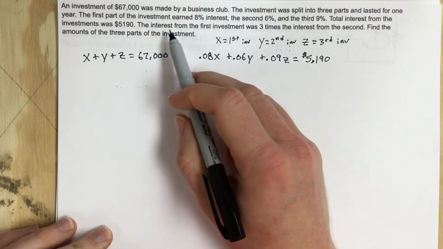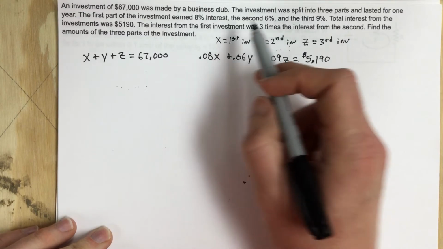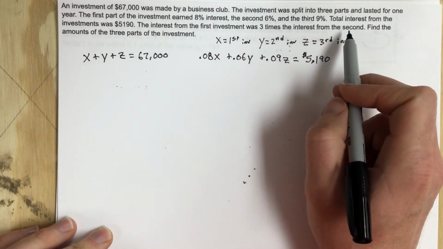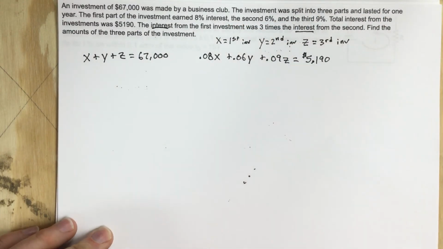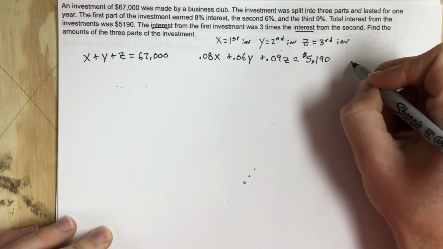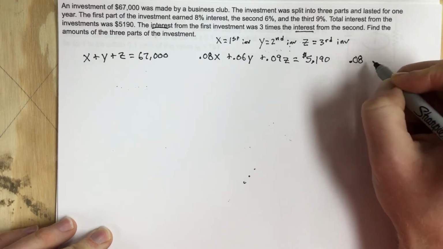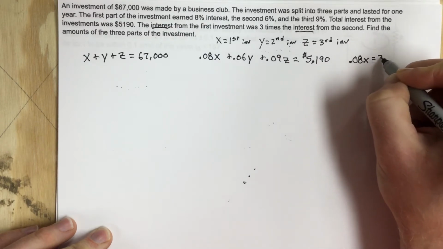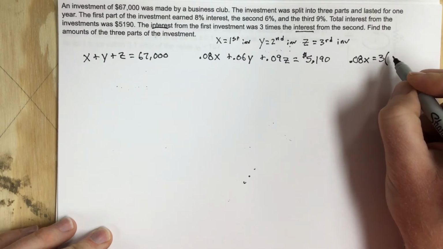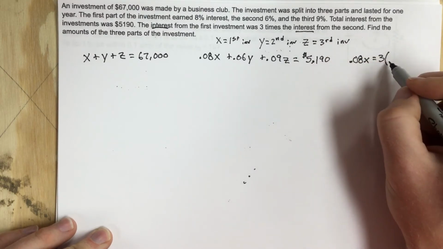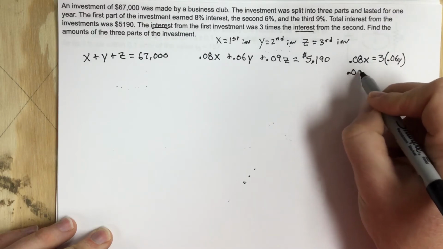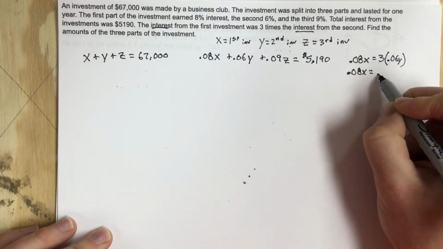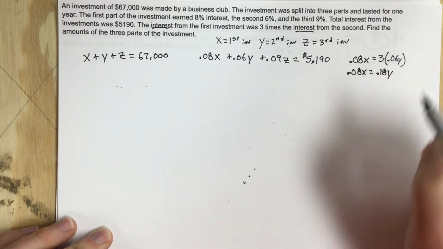The last one, it says the interest from the first investment was 3 times the interest from the second investment. Remember, they're saying interest. So it's not the investment, it's the interest. So if I do the interest from the first investment, that's going to equal 3 times the interest from the second. So that's 0.06y. Which means my equation is 0.08x equals 0.18y.